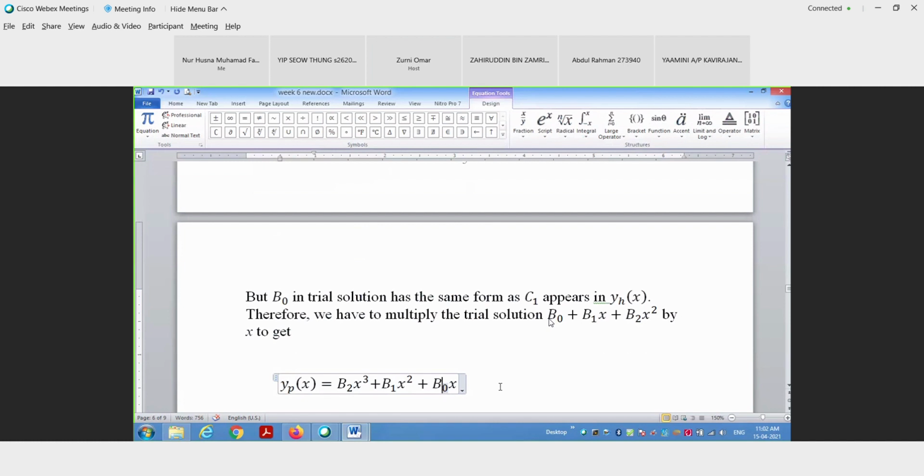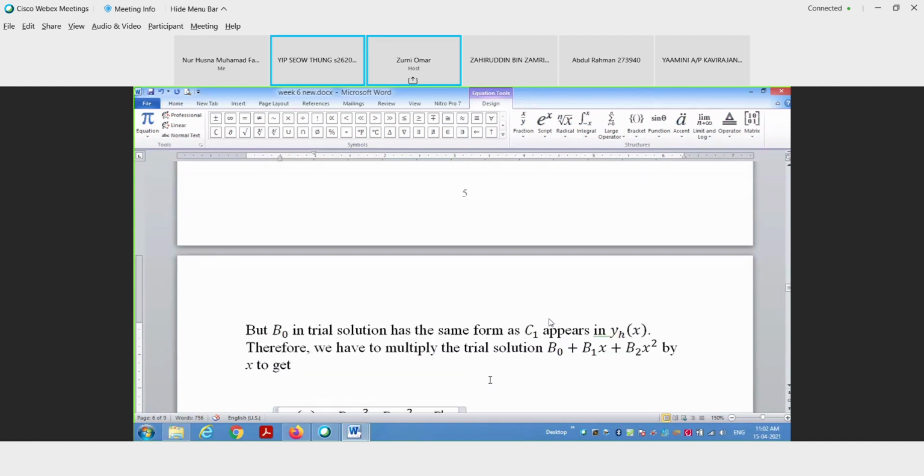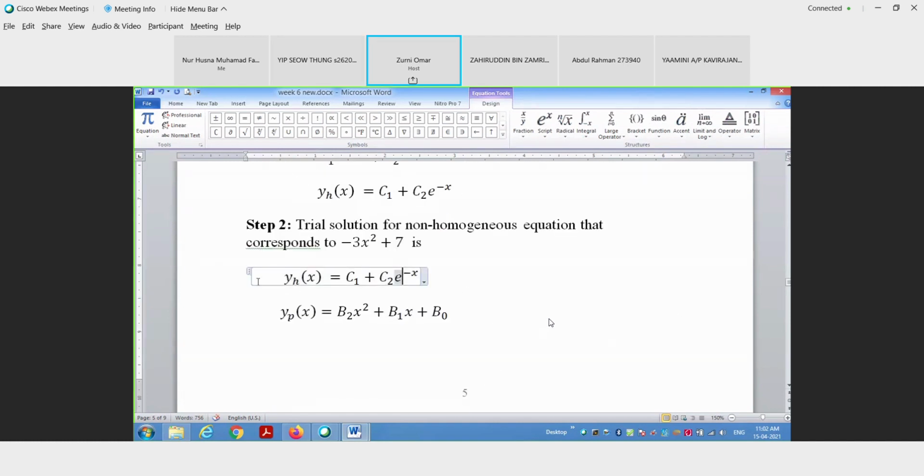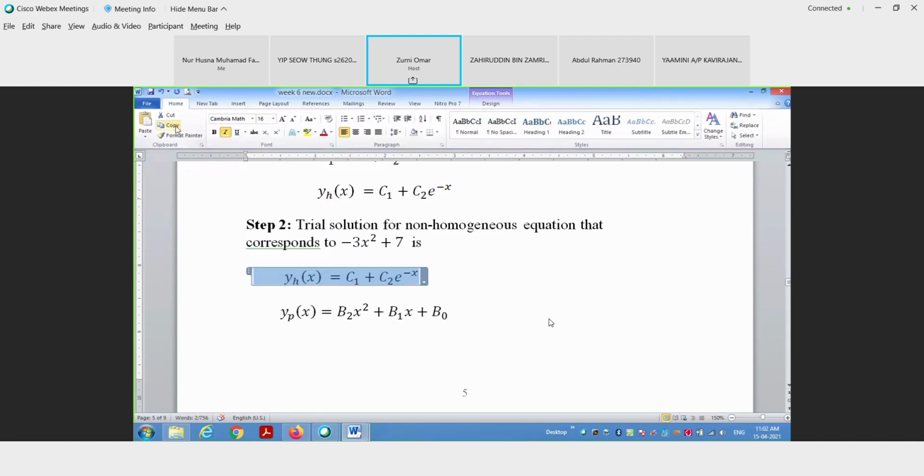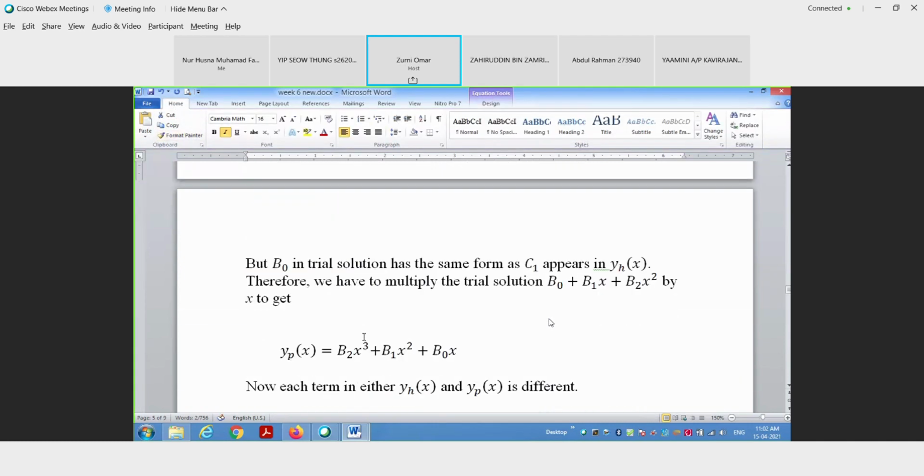Are you with me yet? Okay, understand now. I will make sure that you understand completely. Compare again. Not the same, not the same. Now none of the terms are the same. Then we stop.